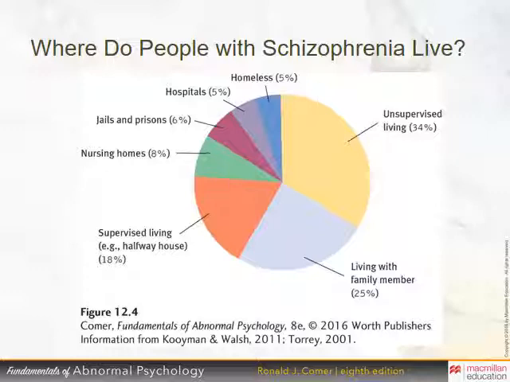So just a snapshot here of where people with schizophrenia live. About 34%, the largest group here, is living unsupervised. So that means they're living alone. About 25% are living with family members. About 18% are in supervised living, which has been shown to be very effective. About 8% in nursing homes, about 6% in jails and prisons, about 5% in hospitals, and about 5% homeless.